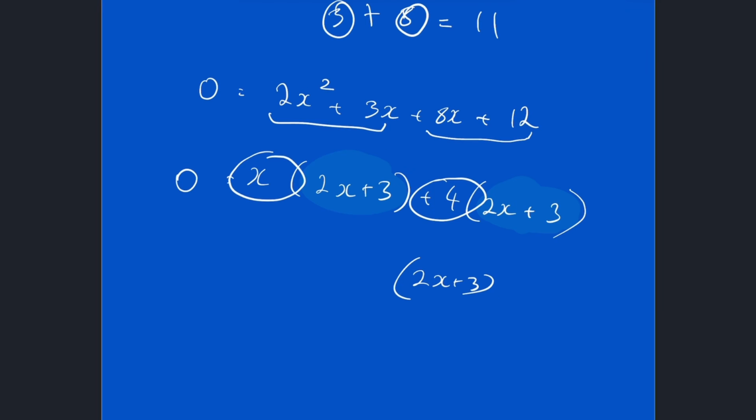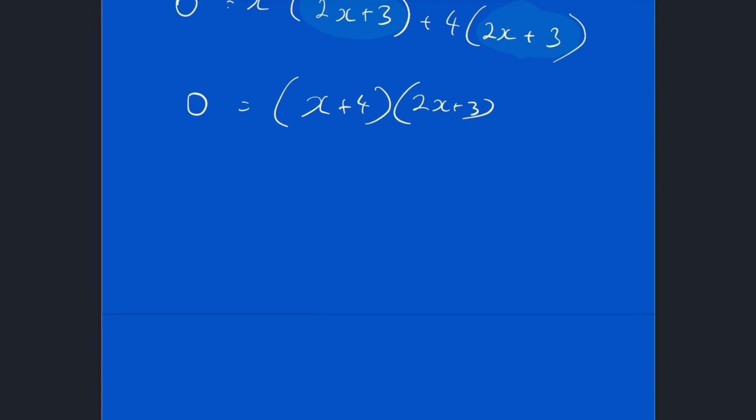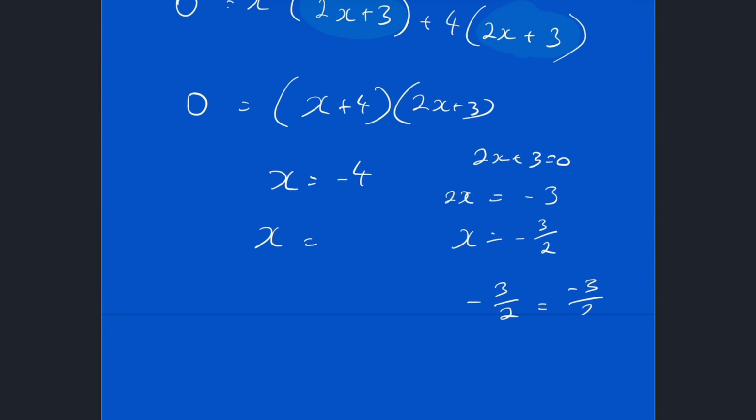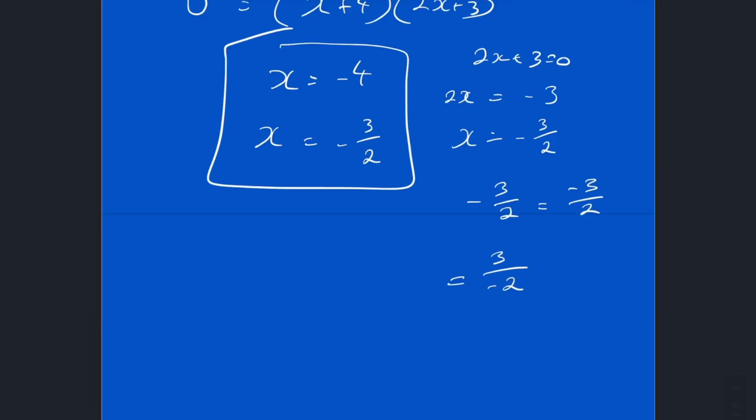And then this and this together, okay? This and this together, which will be that. Really, really good. So that is now factorized. Therefore, our solutions or our roots are going to be x equals minus 4, simpler one first, and x equals, so this one, so we have to solve for that equaling 0. So all we do is minus the 3, and then we divide by 2, which is going to be minus 3 over 2. Bear in mind, this is the same as this, which is also the same as this. That's all the same thing, okay? So that answer is minus 3 over 2, or minus 1.5. These are our solutions for this one.